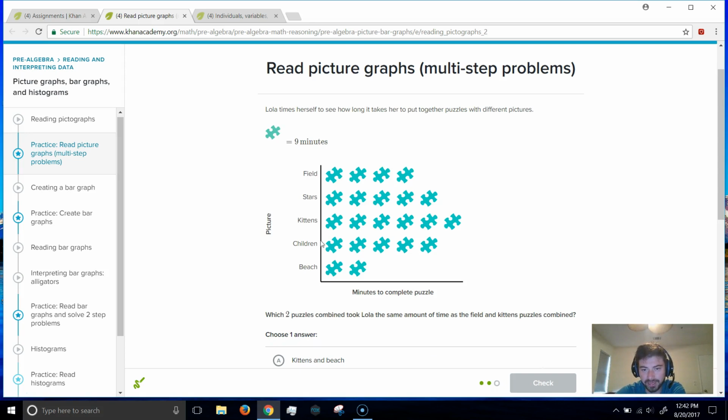So here's another data set. The data looks complete, which is nice. Each of these little puzzle pieces represents 9 minutes. So minutes to complete the puzzle.